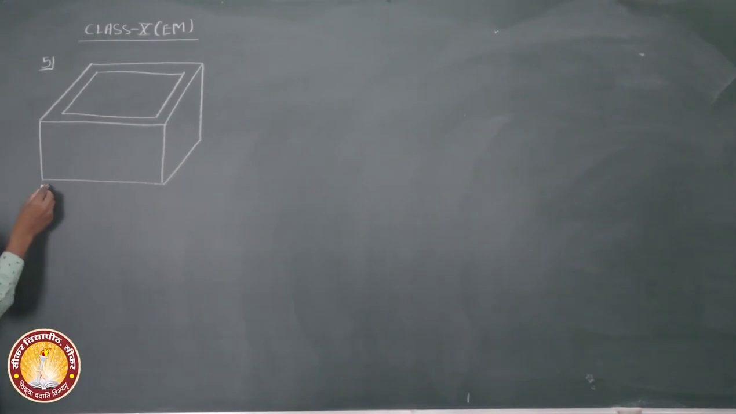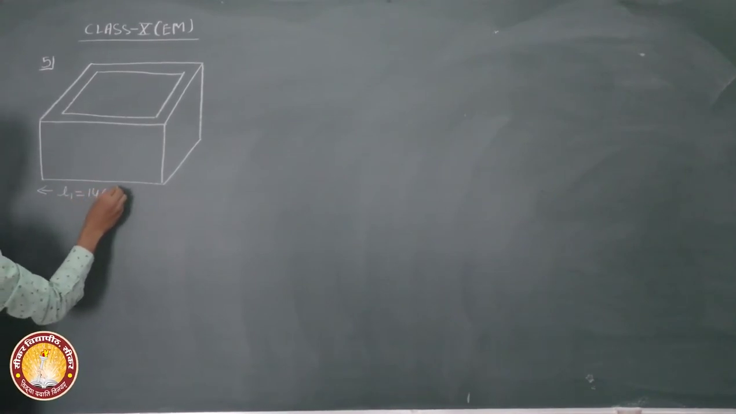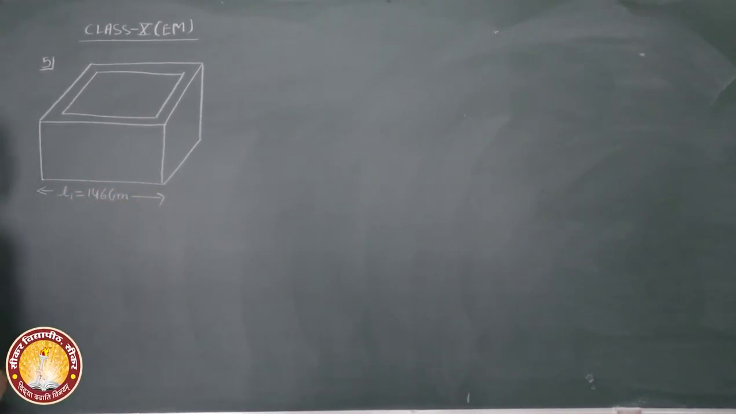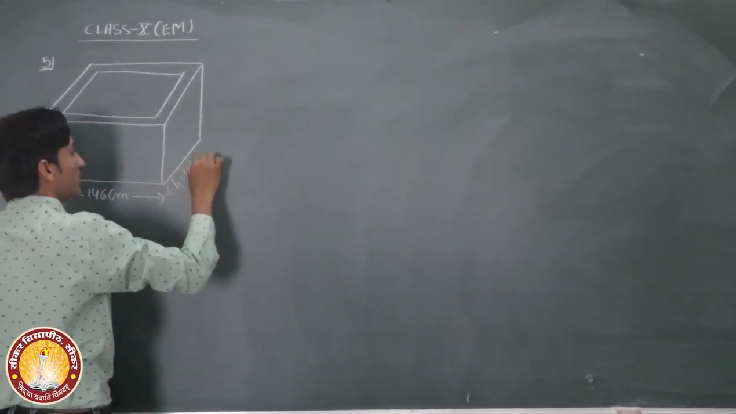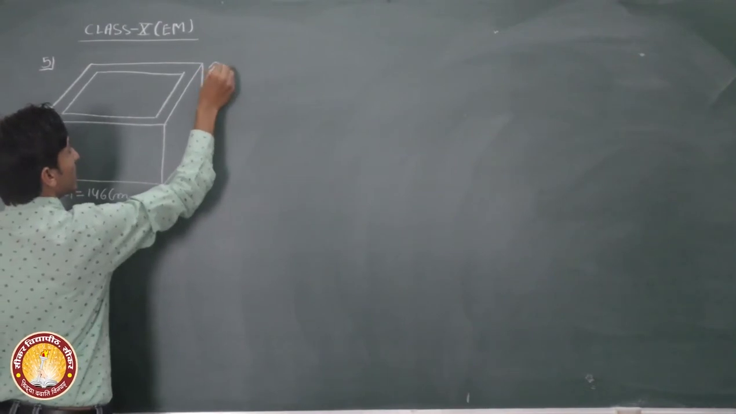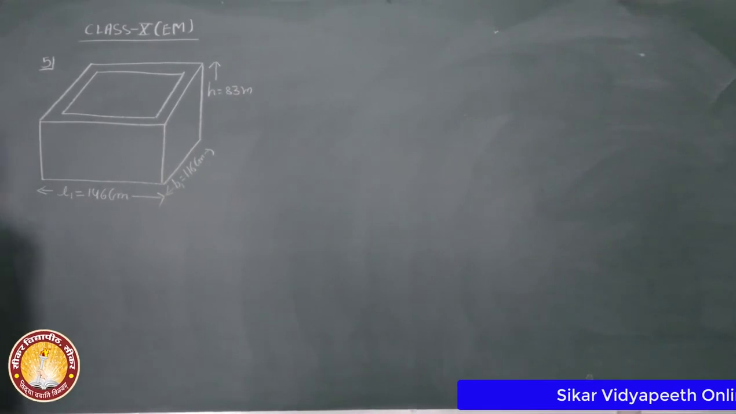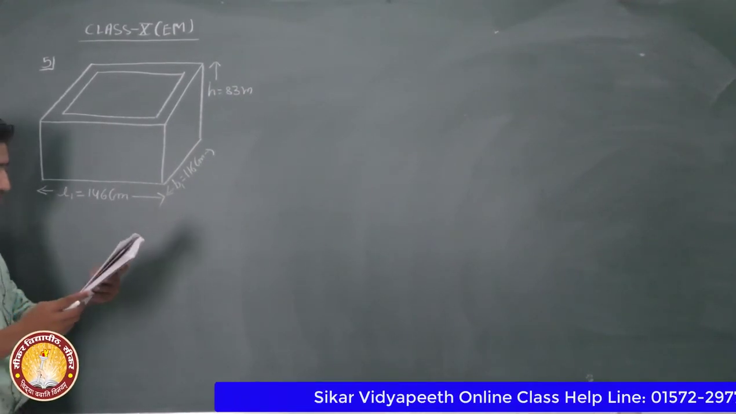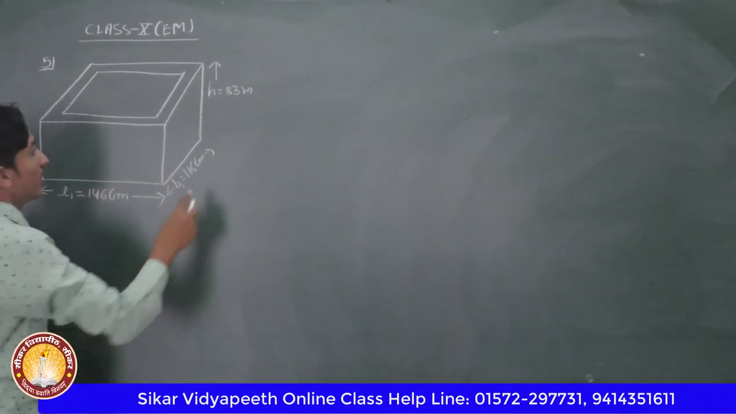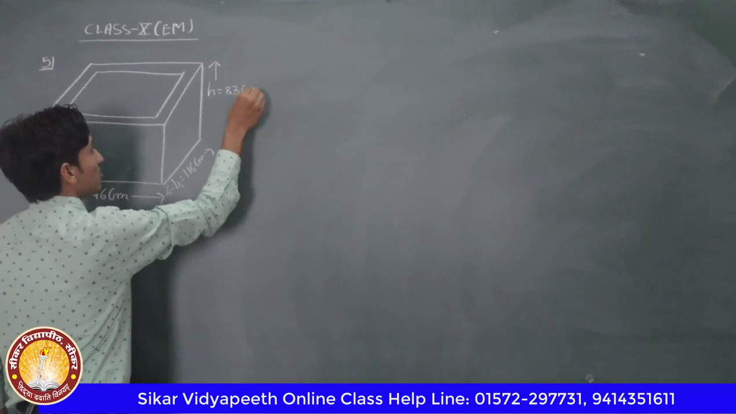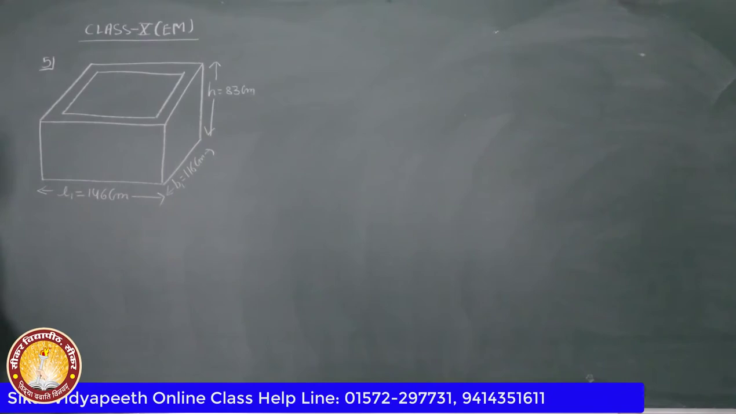Given that outer length L1 is equal to 146 centimeter, outer breadth B1 is equal to 116 centimeter, and height H is equal to 83 centimeter.